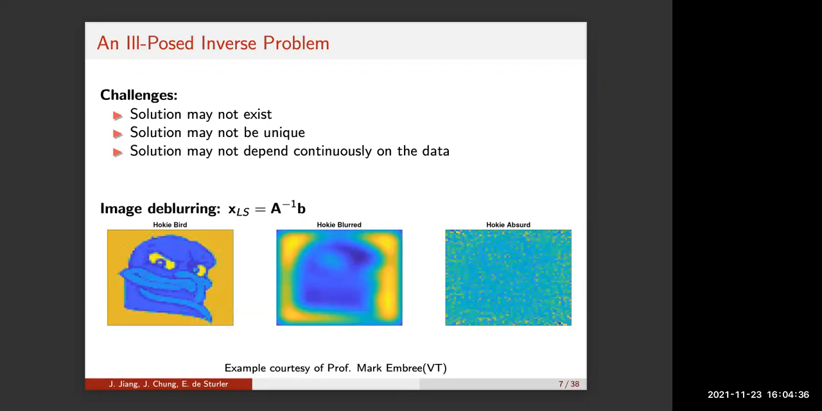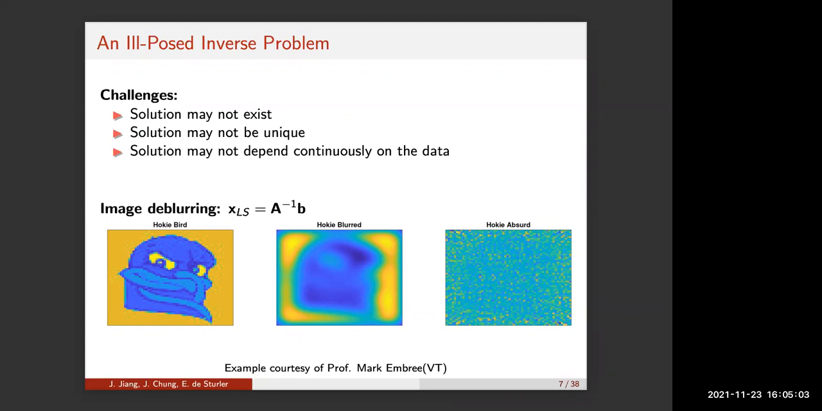Solving the inverse problem is not easy. There are 3 main challenges. Firstly, the solution may not exist. The solution may not be unique, and the solution may not depend continuously on the data. The third one means a little perturbation on the data, or a little noise in the data, will cause a very big change when we compute the approximation of the solution.